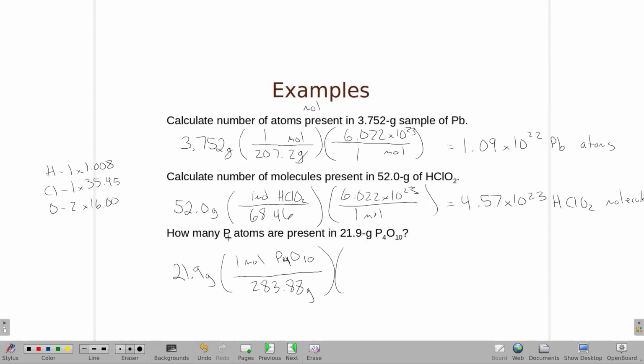And it does still want atoms, but it actually wants phosphorus atoms. So the very first thing I'm going to do is say that for every P4O10, I would have 4 phosphoruses. Right now that would actually be moles of phosphorus. I do want atoms, so a mole of anything is 6.022 times 10 to the 23rd.